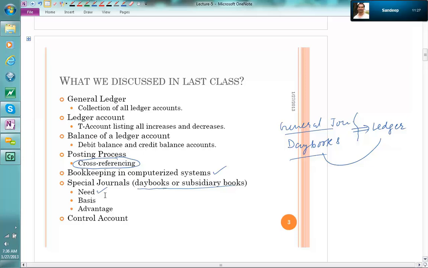And the other reason was division of labor. If you have, say, 10,000 transactions every day, and only one person is working on that, then they will not be able to complete everything in one day. So that was the need.